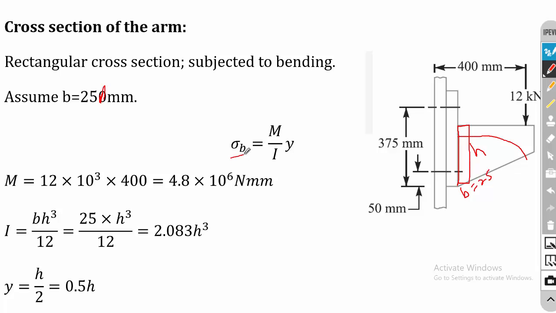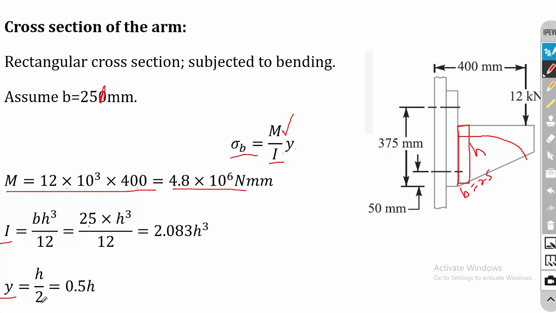And we know that the bending stress sigma B is equal to M by I into Y. M is the bending moment. So the bending moment is load into perpendicular distance. The load is 12 into 10 power 3 and the perpendicular distance is 400. So the M value is 4.8 into 10 power 6 Newton mm. Further, the I is the moment of inertia, and moment of inertia for rectangular cross section is BH cube by 12. I have substituted the value of B, that is 25 mm. Then Y is equal to H by 2.